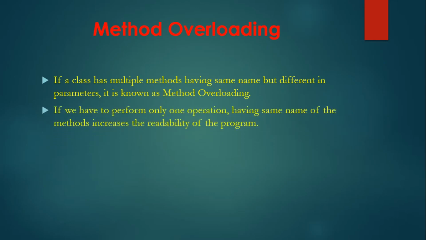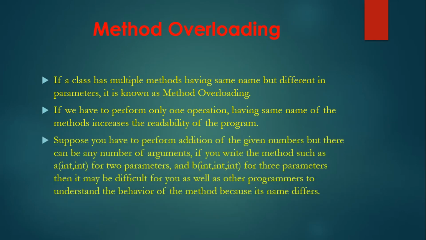If we have to perform only one operation, having the same name for the method increases the readability of the program. Suppose you have to perform addition of the given numbers, but there can be any number of arguments. If you write the methods such as a(int, int) for 2 parameters and b(int, int, int) for 3 parameters, it may be difficult for you or other programmers to understand the behavior of the method because its name differs.